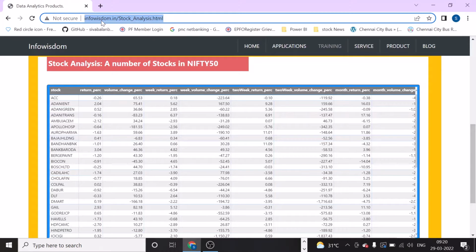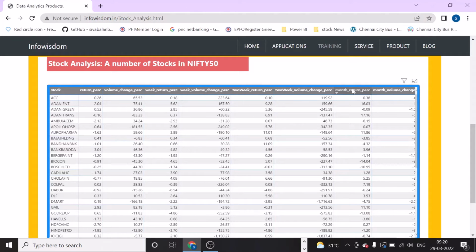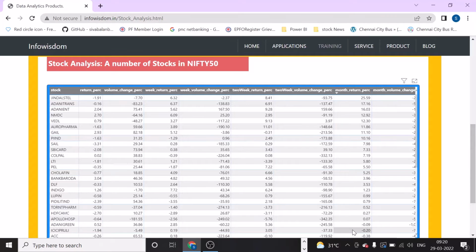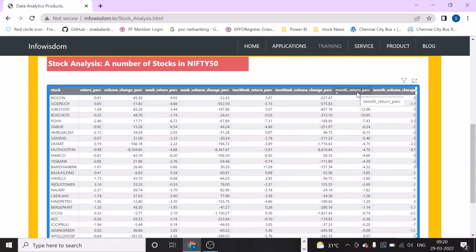So I will explain this one. This may be useful for you when you are planning to buy a stock. For example, you are planning to buy a stock for the last 30 day period, which would be the low returns. I have calculated returns every day. If it is the month return percentage, it is the cumulative return for the last 30 days.